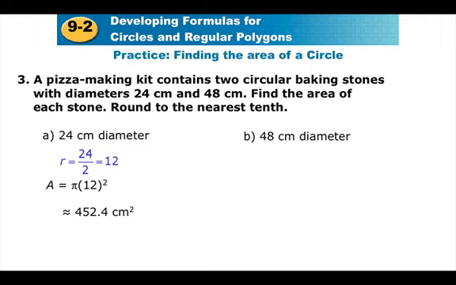For B, now we have a different diameter, similar steps as A. The radius is going to be half of 48, which is 24. Plug it into the formula to compute the area of a circle, which is your pi r squared. Once you substitute r, you get pi times 24 squared. Simplify that by using the calculator. Round, and this is the answer. Let's go to the next slide.